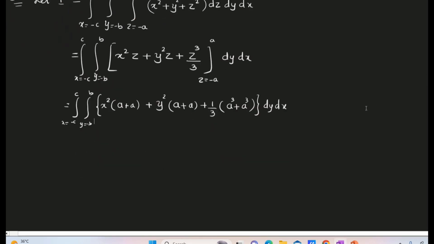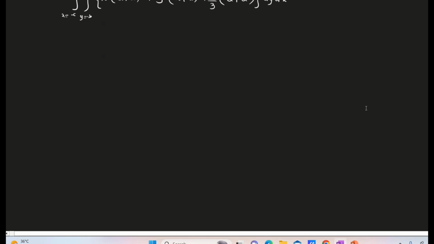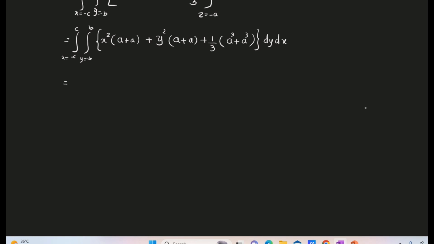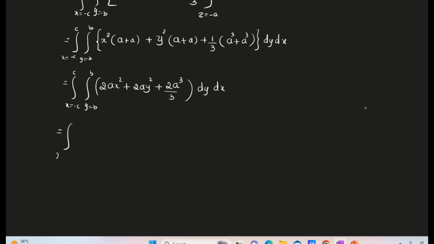So now this is equal to the integration from minus c to plus c, minus b to plus b, of 2a into x square plus 2a into y square plus 2a cube by 3, into dy dx. Now the integration with respect to z is over. Now, with respect to y.